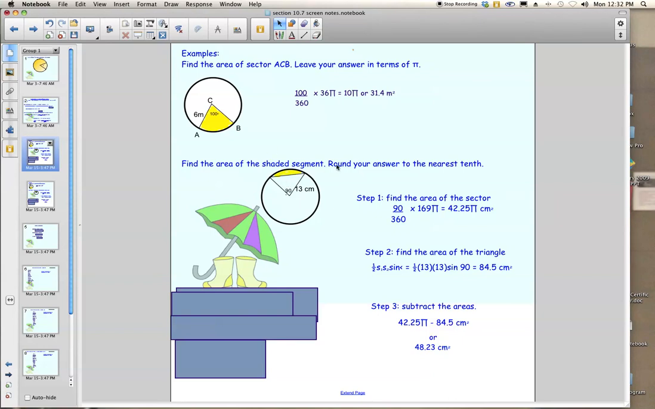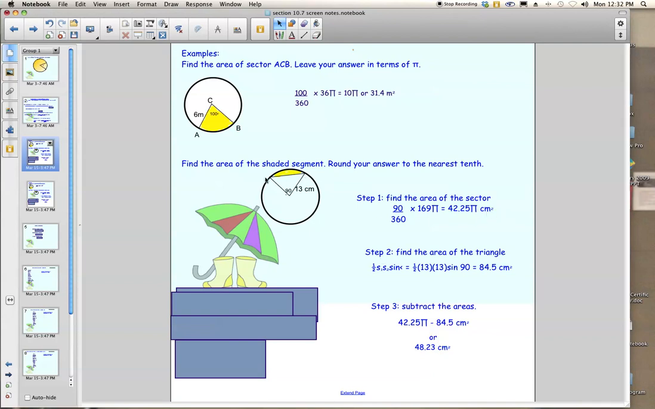So to find the area of this, the first thing I would do is find the area of the entire sector. So I would do exactly what I just did above. I would take 90, because that's my degrees in my arc, 90 divided by 360, and then times radius squared times pi. So 13 squared is 169. I'd take 90 divided by 360 to get my percent, times 169 pi. That gives me 42.25 pi as my exact answer.